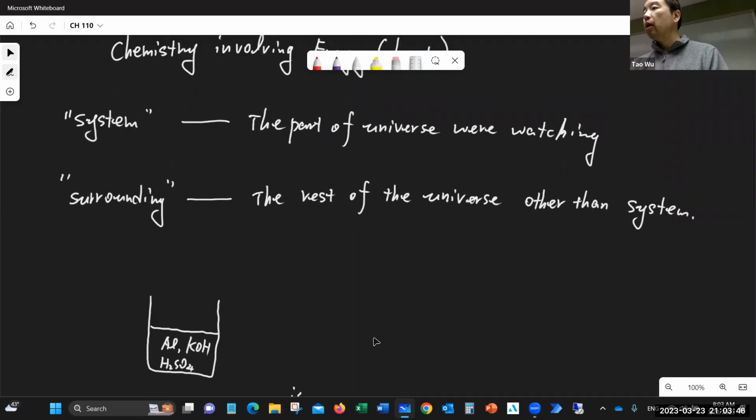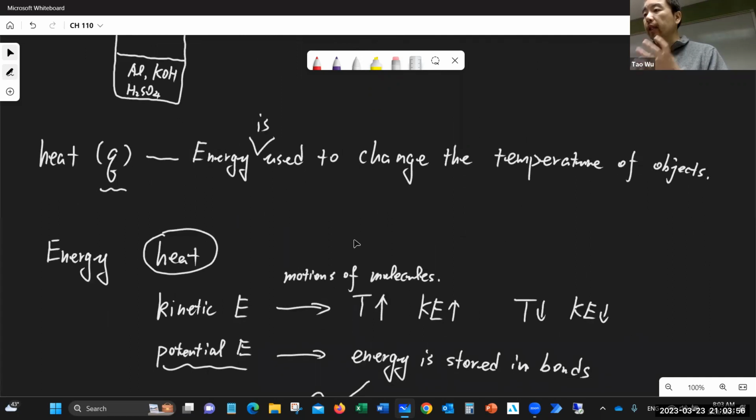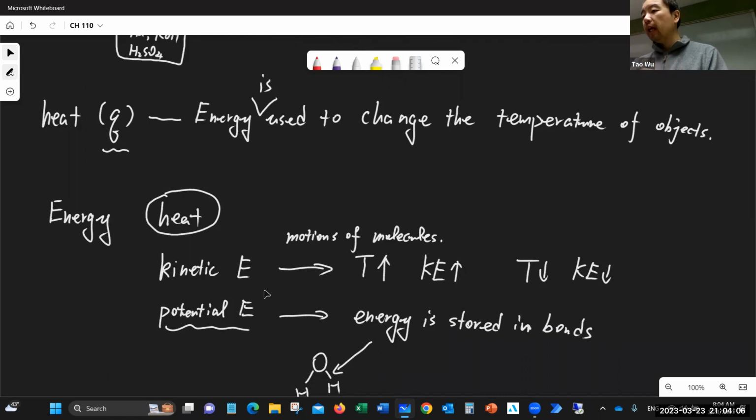But if we talk about the heat change, we always talk about the system, the heat change for the system. And we talk about heat. Heat is energy that is used to change the temperature. So there are different kinds of energy: heat, kinetic energy, potential energy. But heat is used to change the temperature. So the temperature changes, and we're going to have the heat change.